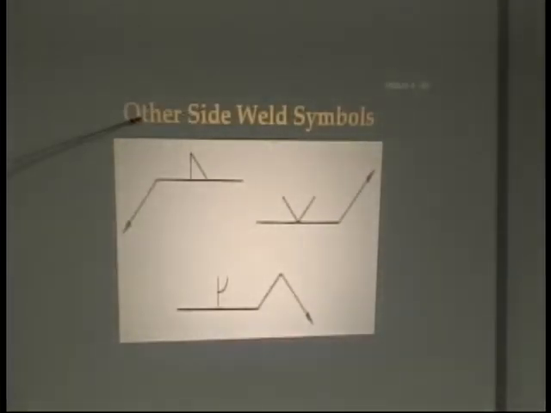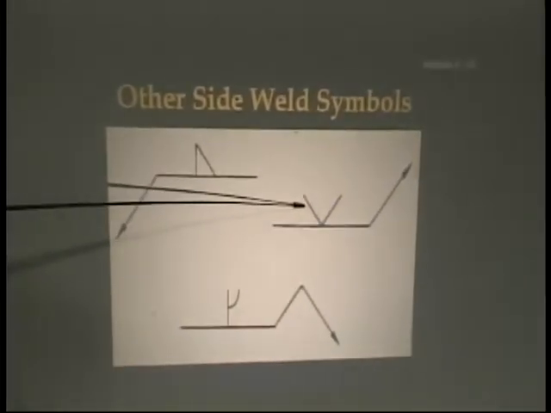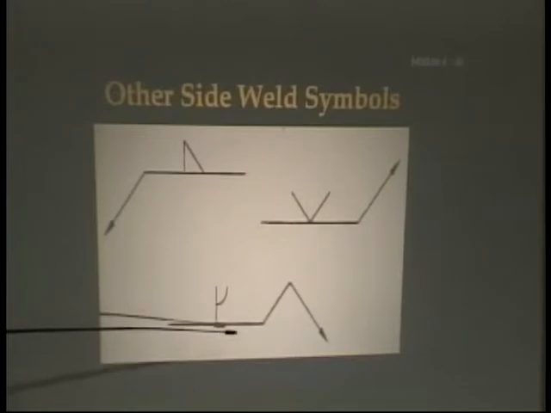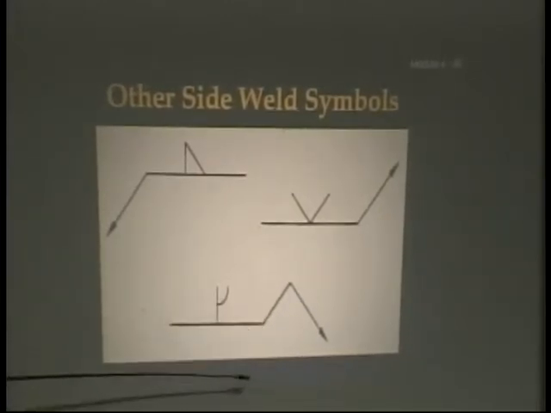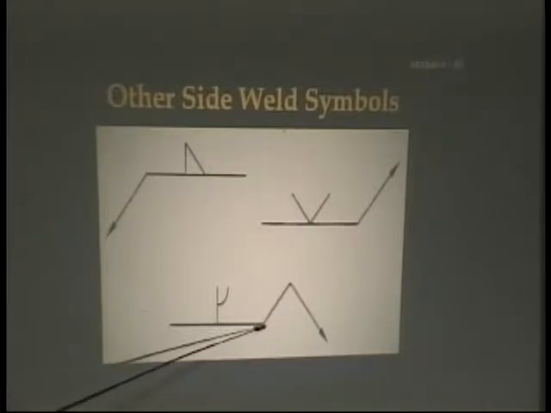Here we have other side symbols. Again, we have a fillet weld, a V-groove, and a single J with the break in the arrow. And if you have a single J, one end of that single J is going to be straight and the other end is going to be prepared. Well, you don't know which side has to be prepared unless you look to see where that arrow is pointing, and then the break in the arrow says, hey, look at me, this is the side I want you to prepare.